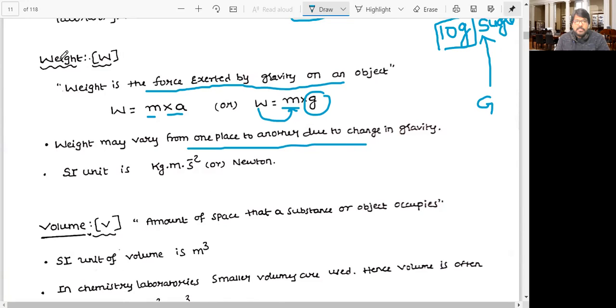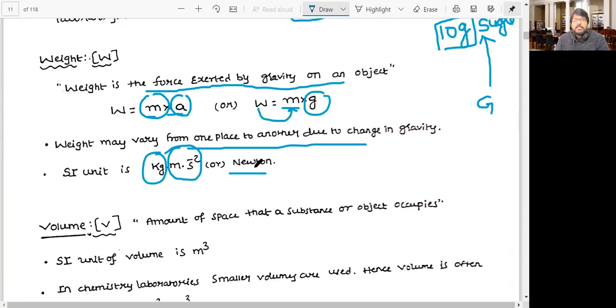And what is the SI unit of weight? Weight is mass into acceleration. Acceleration is change in speed per unit time. So the unit is kilogram meter second to the power minus 2. Instead of that, you can simply say Newton. So that is the difference between mass and weight.